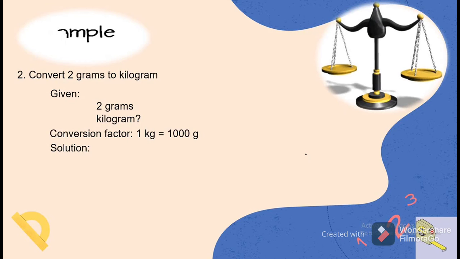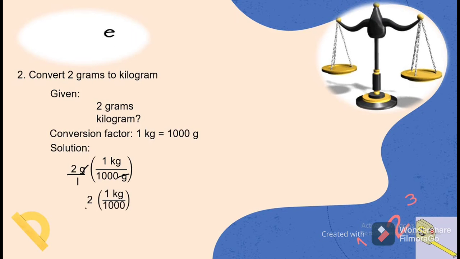Next is the solution. Start with 2 grams over 1 multiplied by a fraction, which is 1 kilogram over 1,000 grams. Since 2 grams is on the top, we're going to write 1,000 grams on the bottom, therefore 1 kilogram is on the top, so that we can easily cancel out the unit we are converting from, which is gram. So we have 2 over 1 times 1 kilogram over 1,000. Then simplify. 2 times 1 is equal to 2 and 1 times 1,000 is equal to 1,000.